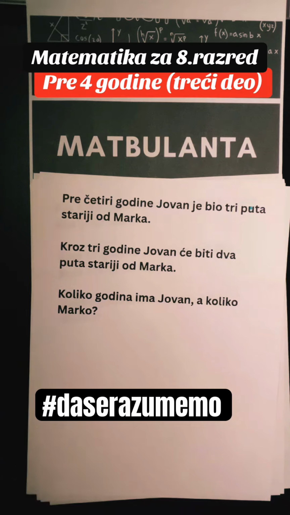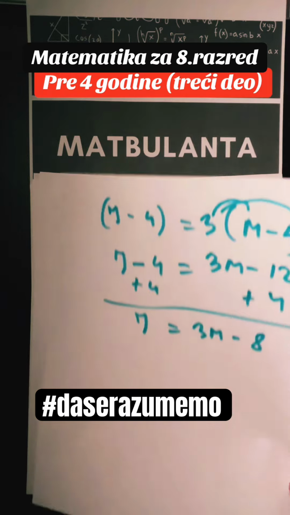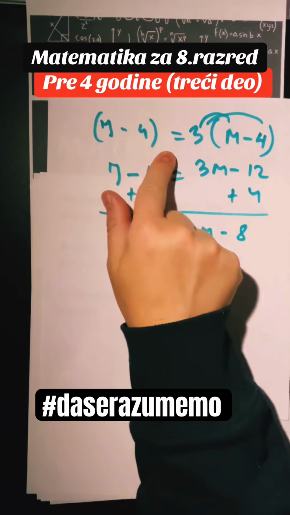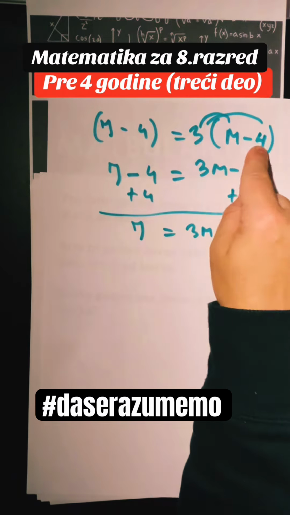The most important thing when it comes to organizing questions such as these is to set up the equation the right way. And I'm going to show you how I did that part here. It says 4 years ago, which stands for j minus 4 is equal to m minus 4 times 3.